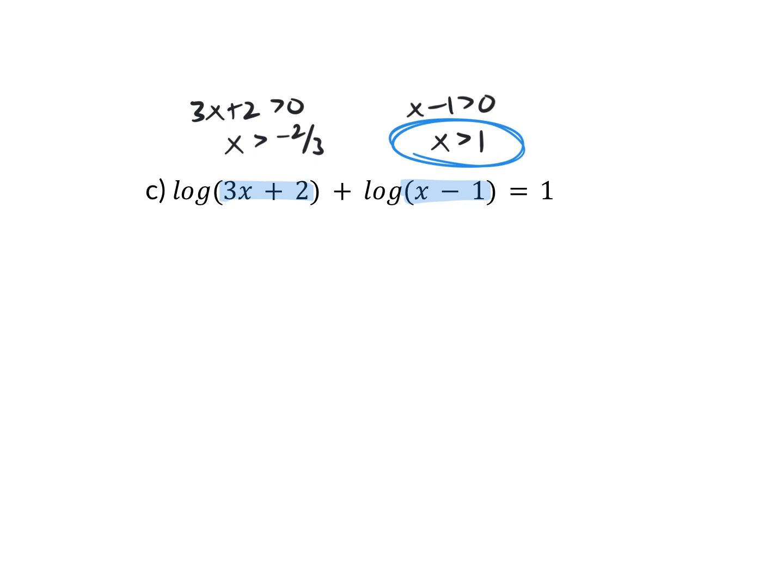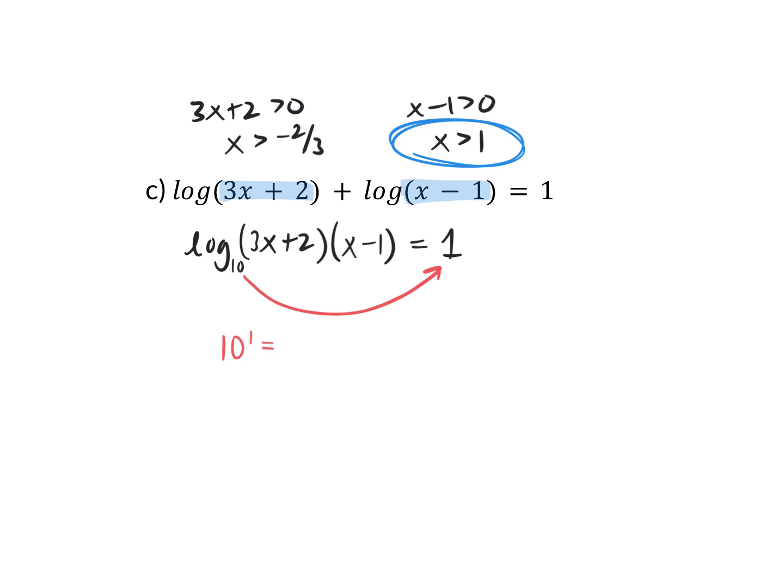Okay? Now that I've got 2 logs here, I need to rewrite this in terms of 1. When we're adding, that really means we are multiplying these 2 arguments together. And then if I'm trying to solve this, I know that when there's no base on the log, it's automatically a log base 10. I can rewrite this in exponential form by taking 10 to the first power equal to that whole quantity of (3x + 2)(x - 1).